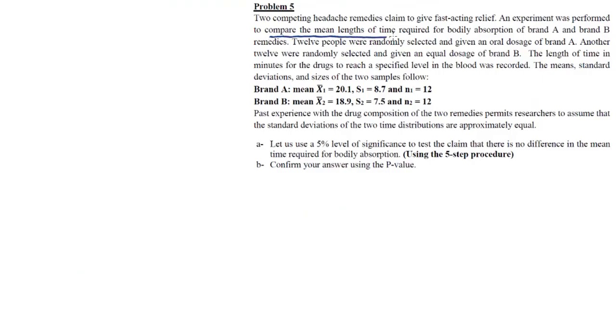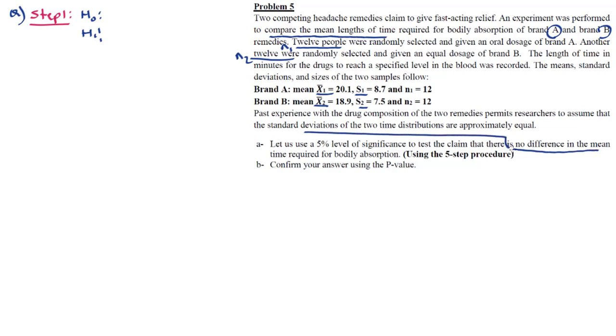To cover the second point, let us solve problem 5 from worksheet 5. We want to compare the average length and time of absorption for two remedies A and B. Drug A was given to a sample of 12 people, and so was drug B. The average for the first brand is 20.1 minutes with a standard deviation of 8.7, and the second brand has an x bar of 18.9 with a standard deviation of 7.5.